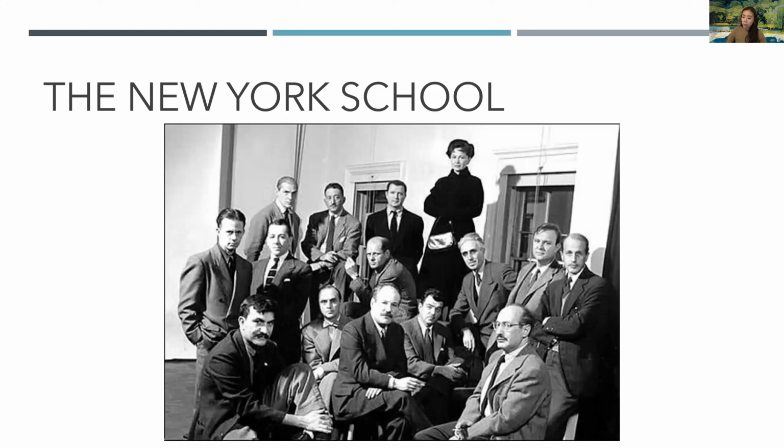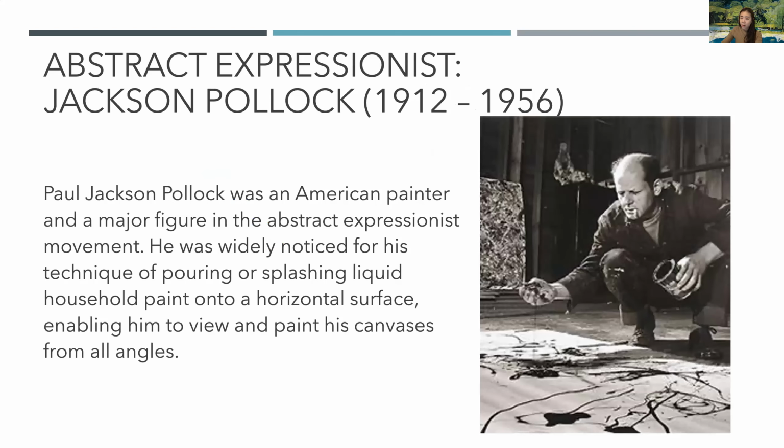The New York School was a convenient label under which to lump together a group of painters also known as the abstract expressionists. Abstract expressionists were Jackson Pollock and Willem de Kooning. So let's see these two artists together. So this is Jackson Pollock. We saw his work before when we learned unity and variety in the Principles of Design chapter.